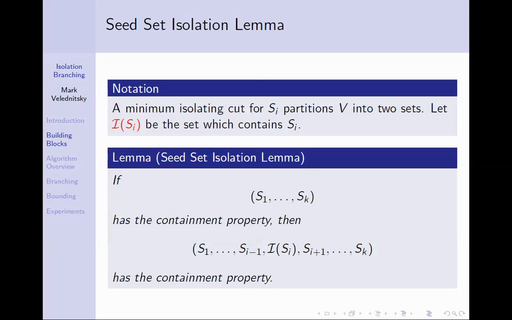Now we can state the key lemma. If we have a collection of seed sets with the containment property, and we take the isolating cut, we isolate one of them from the rest of the vertices, from the rest of the seed sets, then the vertices which stay connected to Si are necessarily going to stay connected to Si in the optimal solution. Or in other words, the containment property continues to hold.